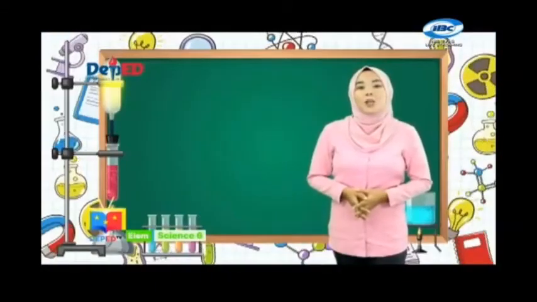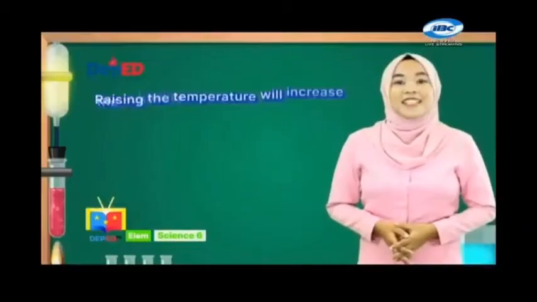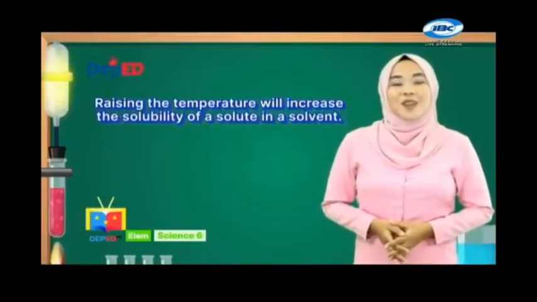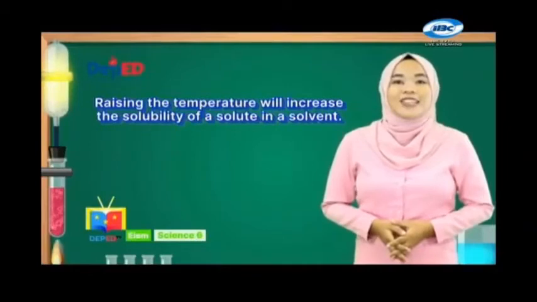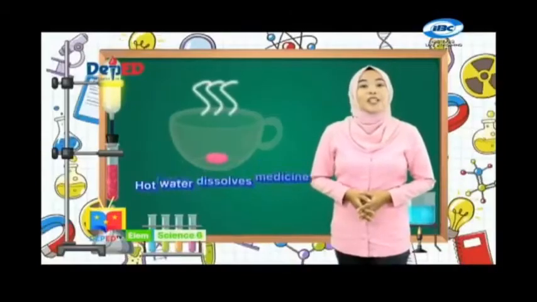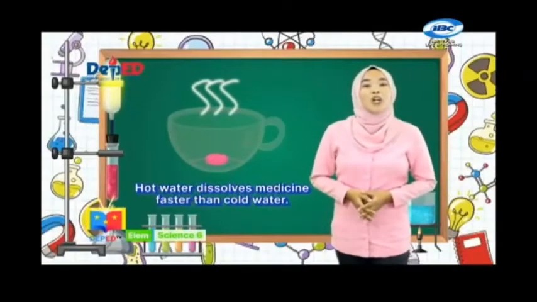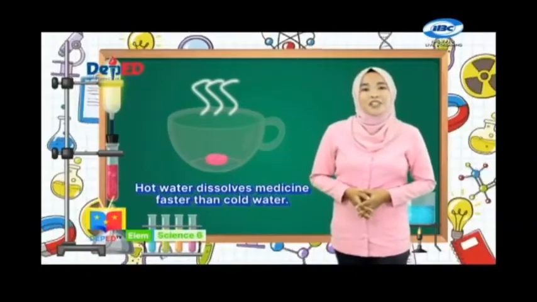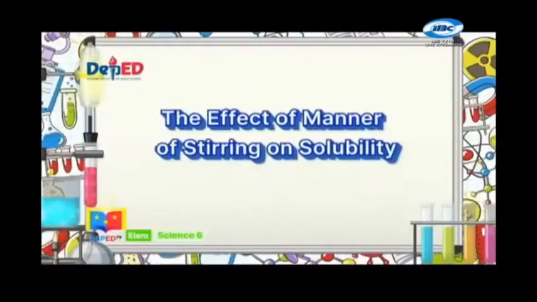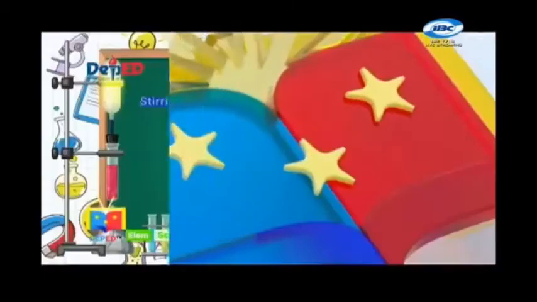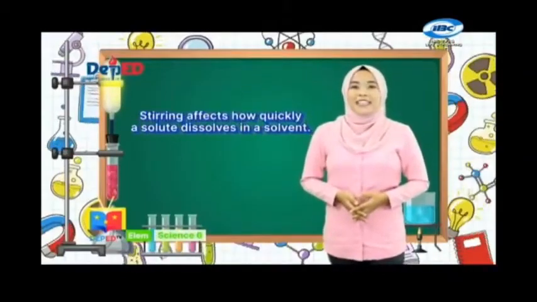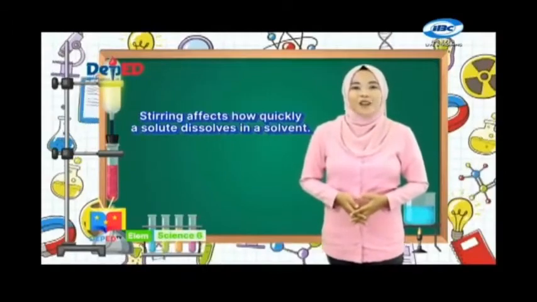Temperature affects the solubility of a solution. Raising the temperature will increase the solubility of a solute in a solvent. Example, hot water dissolves medicine faster than cold water. The effect of manner of stirring on solubility. Stirring affects how quickly a solute dissolves in a solvent.